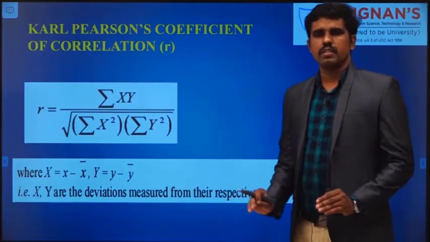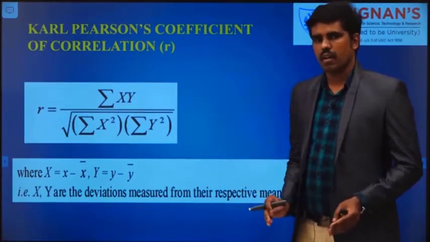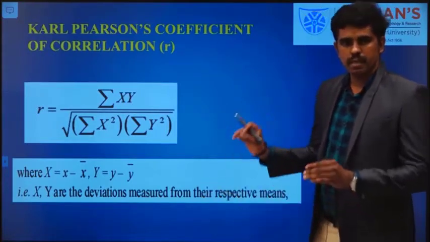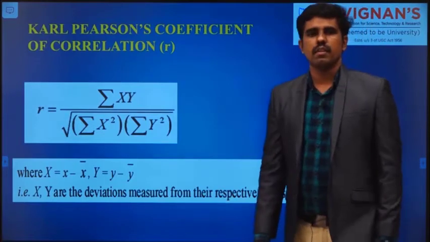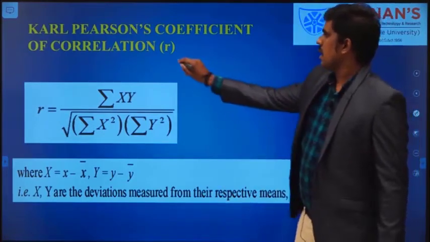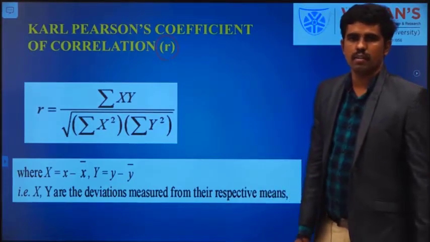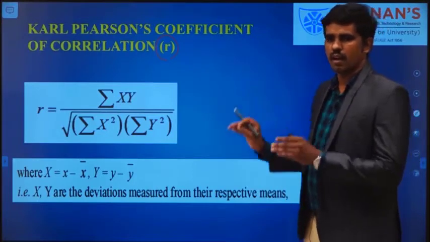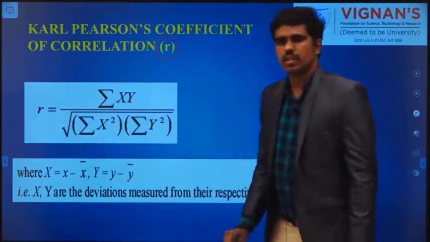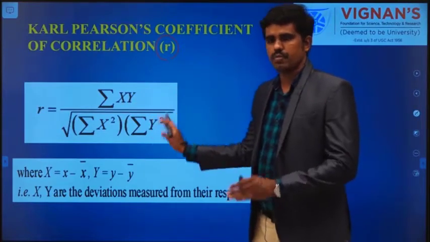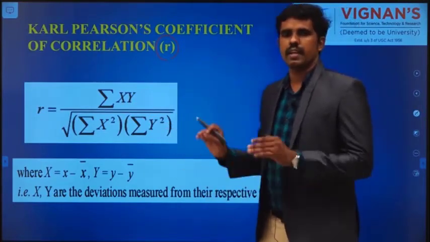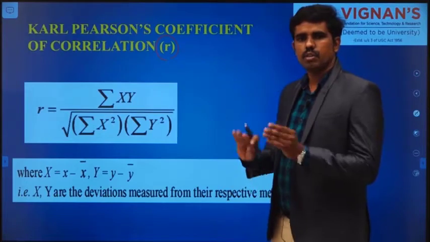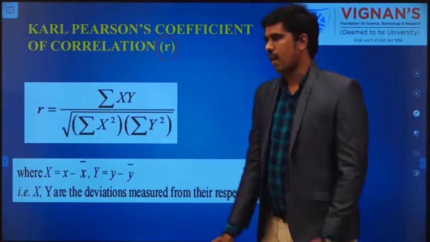So far we have discussed correlation, types of correlation, and the difference between covariance and correlation. Now we are going to measure the Karl Pearson coefficient of correlation. Normally we denote it as small r. Between two variables, we are going to find the strength and direction of the relationship. Both we measure using this formula.